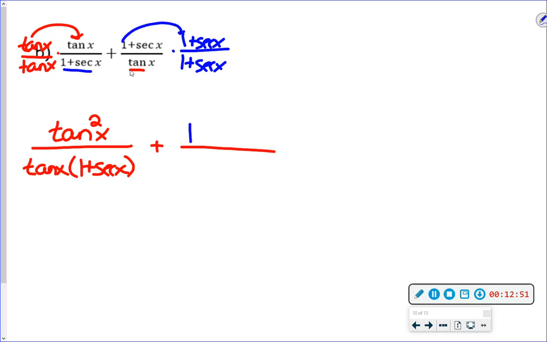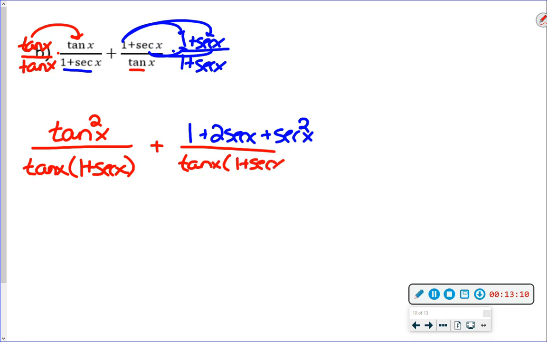1 times 1 plus the secant plus the secant, and then secant times secant, secant squared. Same thing in the denominator. I'm just going to go ahead and fill it in. I've got my tan and then the 1 plus secant. If you want to distribute, like I said, you sure can. What I care about, of course, is that they're matching. So I've got my common denominator. I'm going to fill that in.